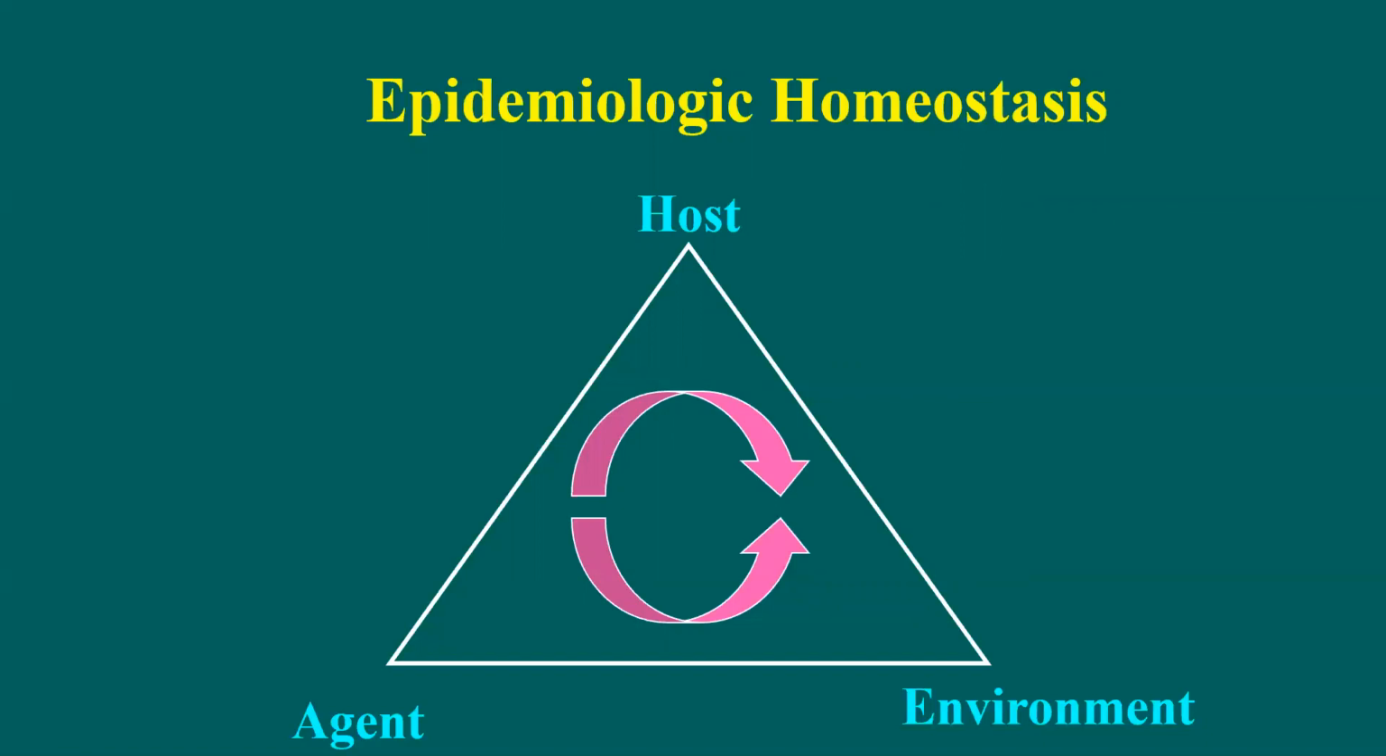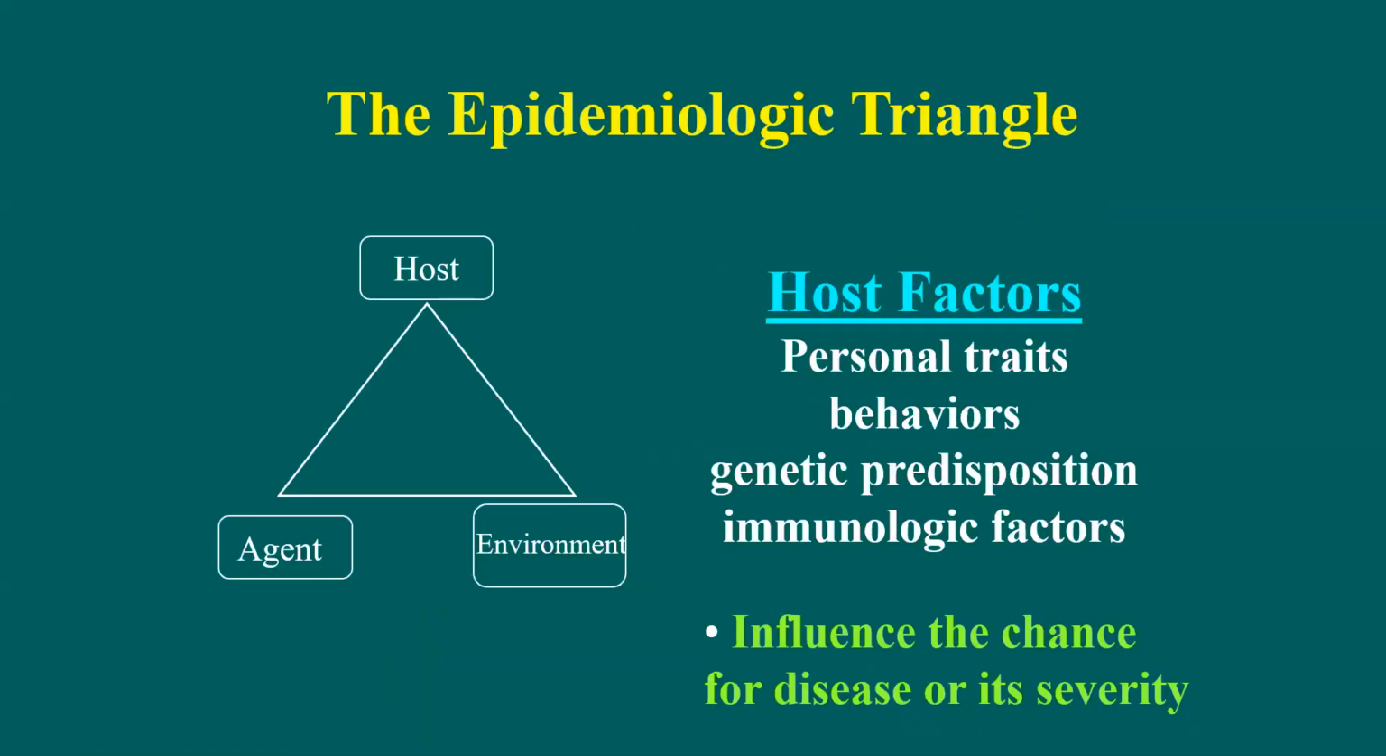As long as you disrupt any of these elements, there's no homeostasis, there's no balance between these things, then you tend to have diseases developing, because there is no homeostasis, or there's no balance between these three elements. So these three elements, if they are combined, we call it an epidemiologic triangle.